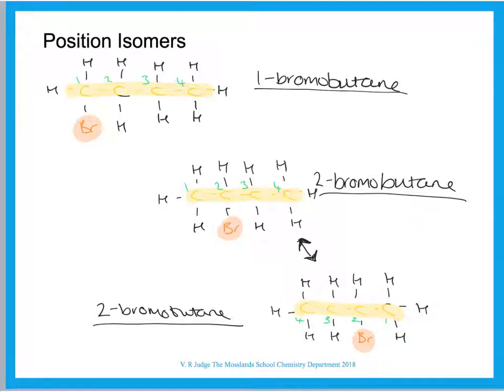And equally, if you were to move the bromine onto here, here, or here, it's not going to be 4-bromobutane, again, because you're numbering that way, it's going to be 1-bromobutane, and it would be exactly the same as that compound there. So that's position isomers with halogen atoms. I'll show you a couple of other examples of position isomers as well.